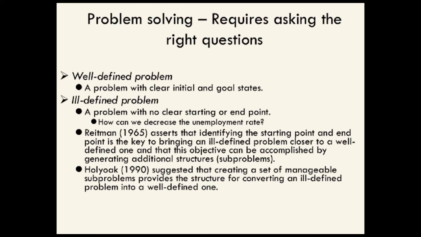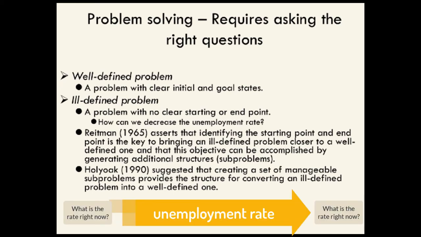To do that, we've seen that some researchers like Reitman have asserted that it's really important to identify the starting point and the end point. Like, how do you know when you've improved the unemployment rate? So the starting point is, what is the unemployment rate now? It's a relatively concrete thing in the case of unemployment. And at what point would it be significantly improved? How low do you want it to get? That would be a very first step in being able to work on this problem.